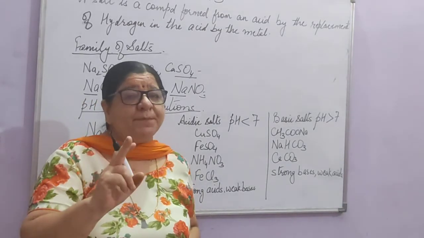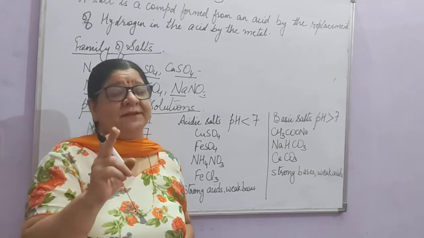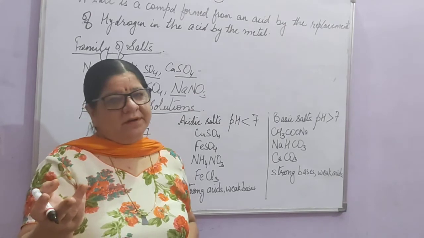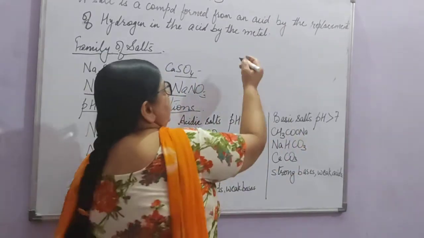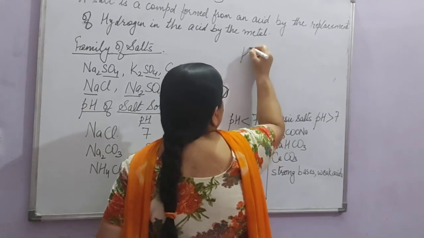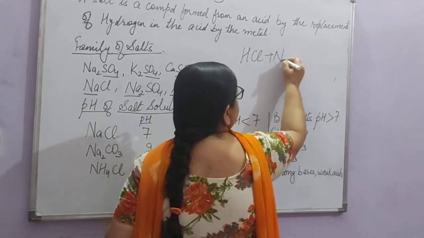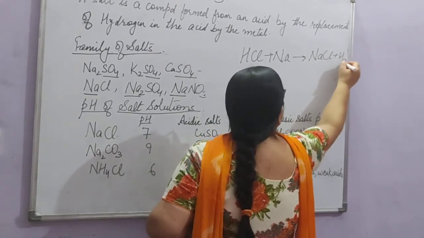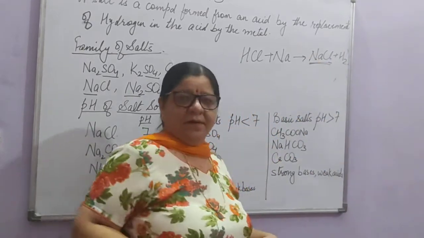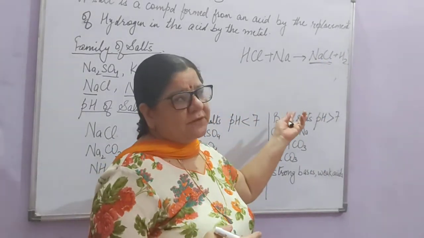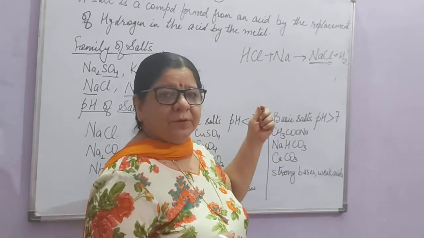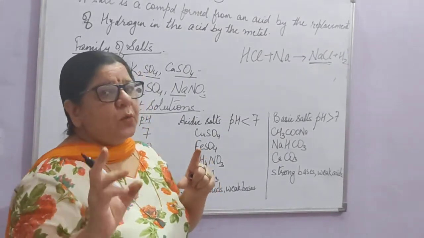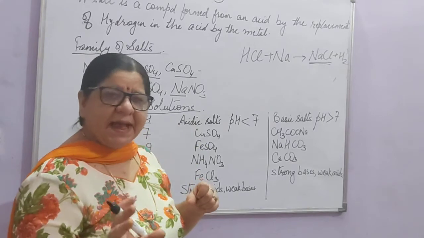the salts can also be formed when any acid reacts with a metal. Then also the salts are formed. For example, for any acid we take, hydrochloric acid, when it reacts with a metal, it will form NaCl plus hydrogen gas. So this is also a salt formed here. So it can be formed by neutralization reaction and also by this reaction. Now we know that any salt is formed with the combination of a base and an acid.